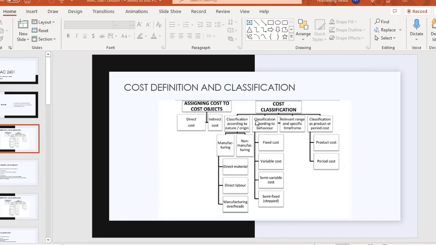So a cost object is something that we can identify cost with, something we can pick cost to. So a couch, a cell phone, a product, guys. It's also a finished product, but it's a cost object. It's a cost object.